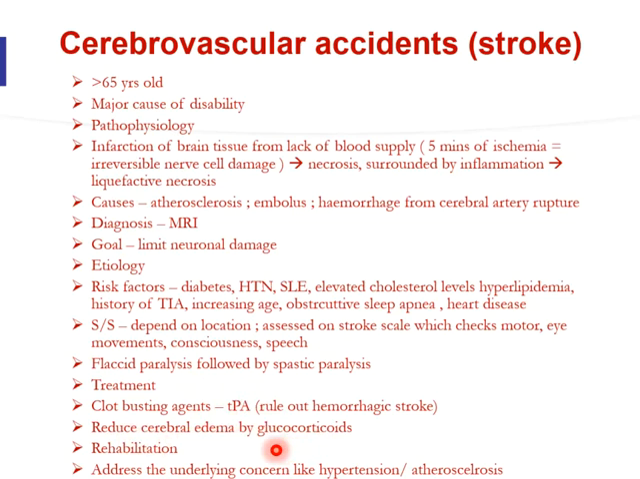Reduce the cerebral edema by giving steroids, glucocorticoids. You rehabilitate the patient, try to maintain the vitals, and address the underlying concern, like why did the stroke happen? Was that hypertension? Was it due to atherosclerosis? It sometimes is seen when an individual has forgotten to take his medication for hypertension. So the person will be having very high blood pressure, so you might need to control the blood pressure also. So treat the underlying cause. Okay.